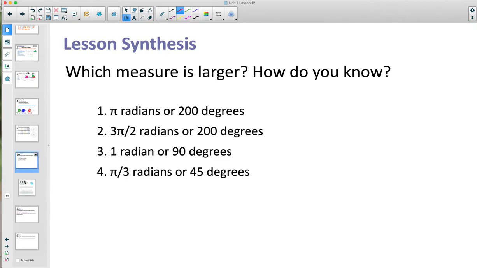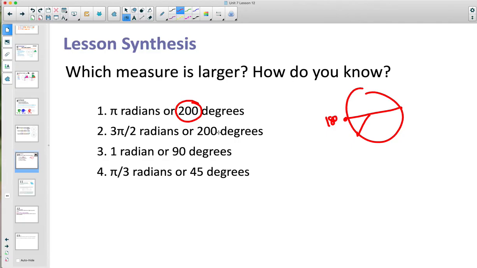So go ahead, look at this screen, decide which one is larger or smaller and how you know. You don't have to actually calculate anything necessarily, but just try to think which one's bigger or smaller and why. So for this first one, 200 is larger because it's more than halfway around the circle. We know that pi is halfway around the circle. 200 is more because pi would be like 180. So 200 is going to be further than that.